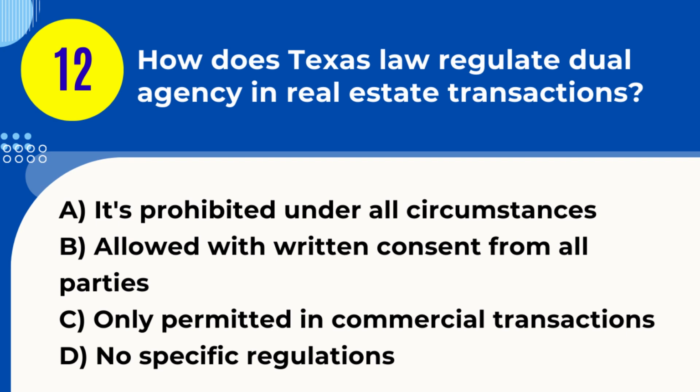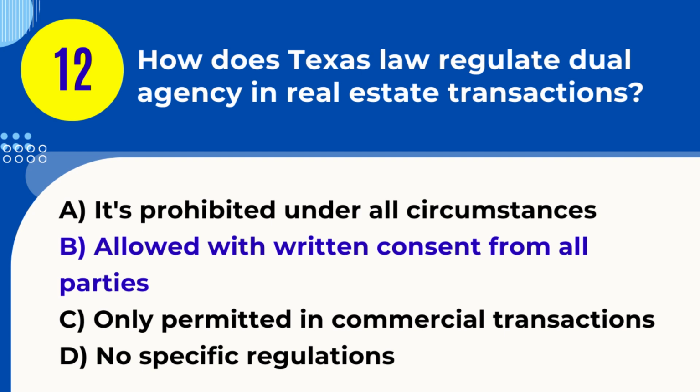Question 12. How does Texas law regulate dual agency in real estate transactions? A. It's prohibited under all circumstances. B. Allowed with written consent from all parties. C. Only permitted in commercial transactions. D. No specific regulations. Answer. B. Allowed with written consent from all parties.